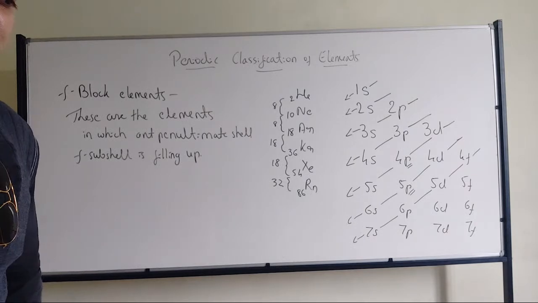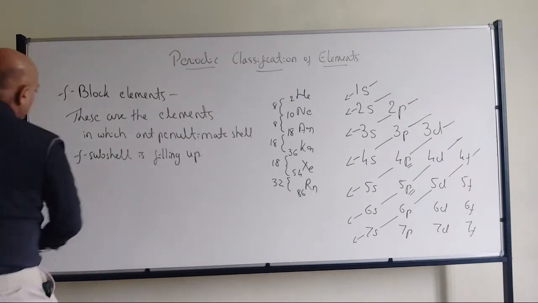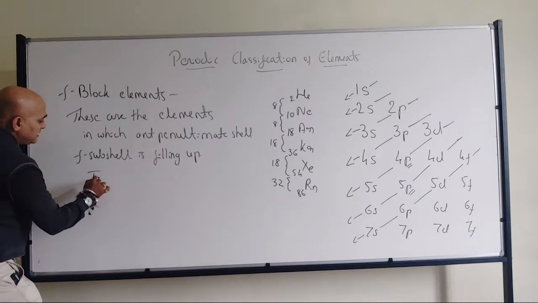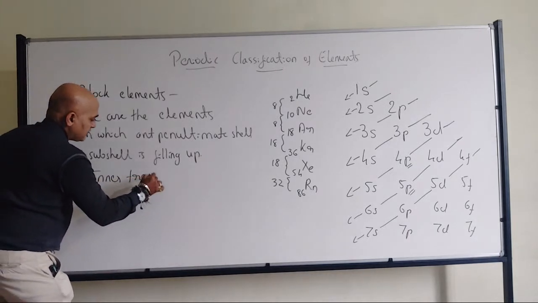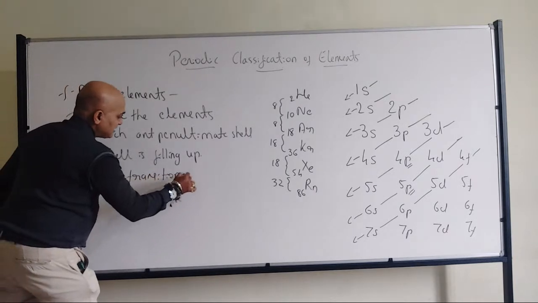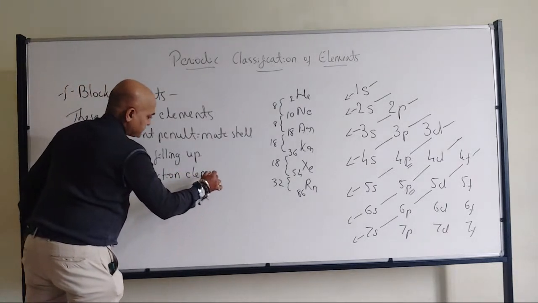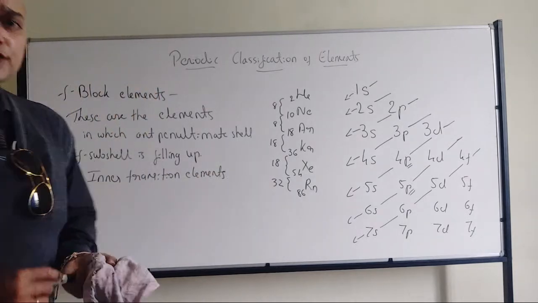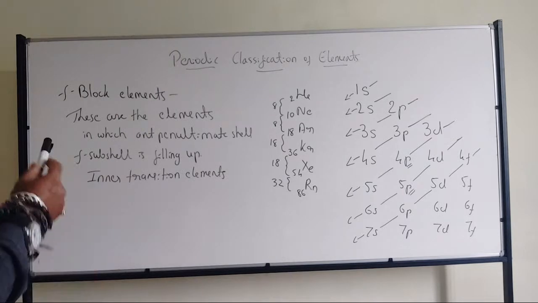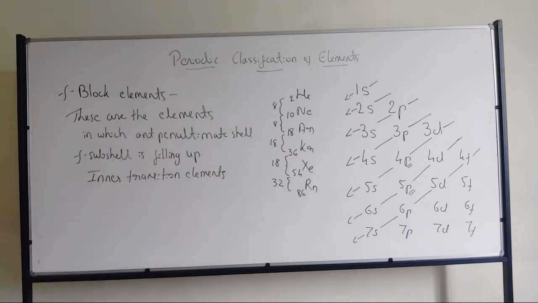Okay? So especially when it comes to the F block, which is also called inner transition elements. Why are they called inner transition elements? Because in this, the antepenultimate shell is getting filled up, not the penultimate, but even the one inner to that. So therefore they are called inner transition elements.